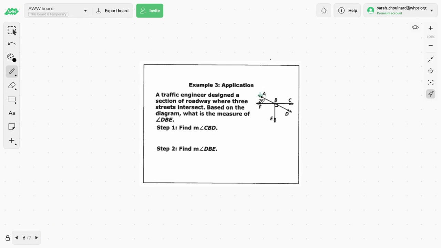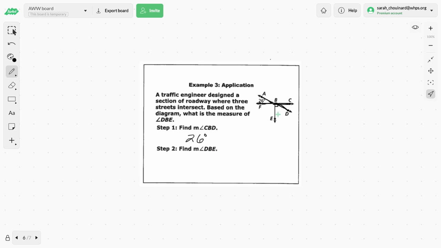So we know that ABF is 26 degrees. They first want us to find angle CBD. Well, it's a little bit harder to tell in this diagram, but CBD is a vertical angle with 26. See how they're diagonal neighbors? So I actually know that CBD is 26 degrees.